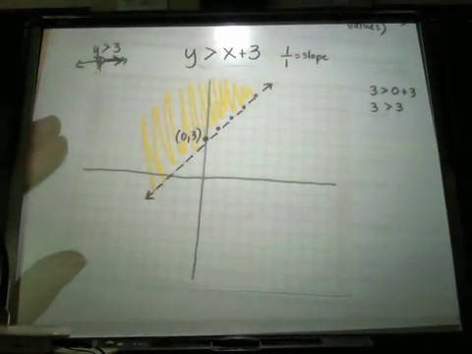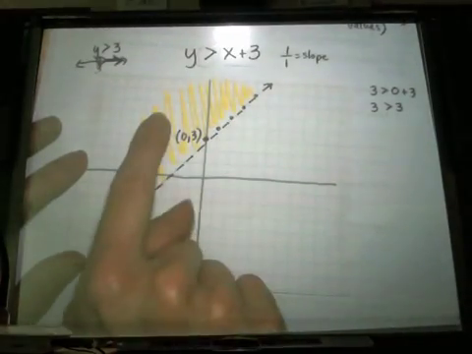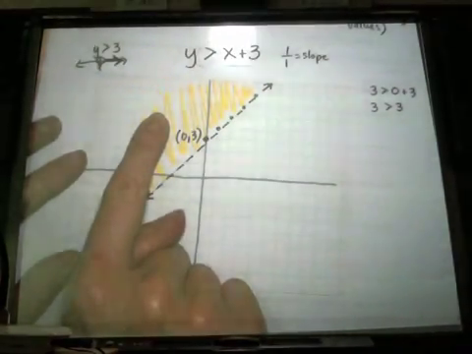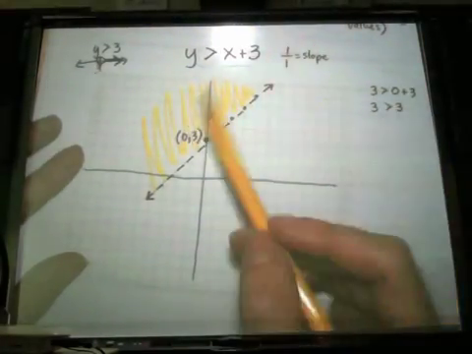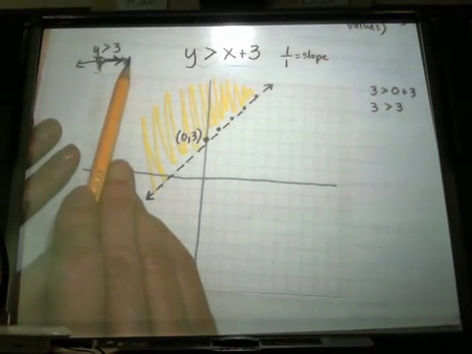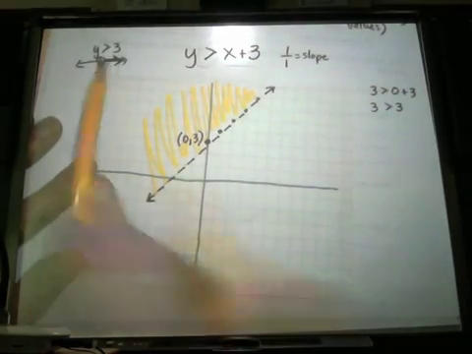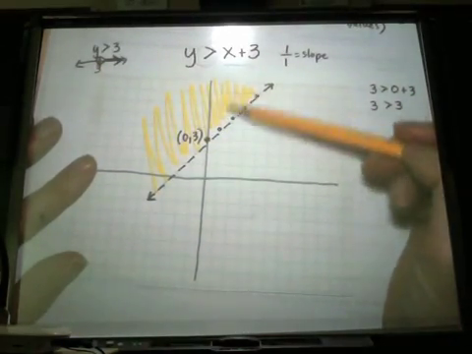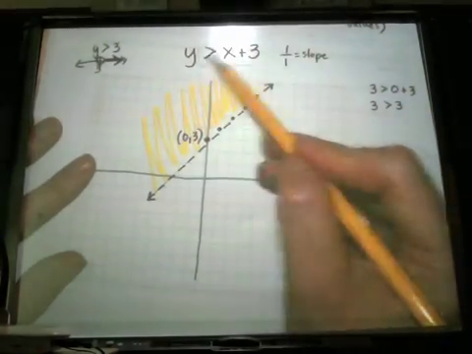Now, here's what this shading is. Everywhere we've shaded, every point in this shaded area is a solution. So how do you know if you shaded the right part? This shading is the equivalent of the arrow that we did on the number line to show, hey, y is greater than 3. Guess what? It's all these numbers that are bigger than 3. This is the equivalent of that arrow that we mark on the number line. These are all the points that will make this true.